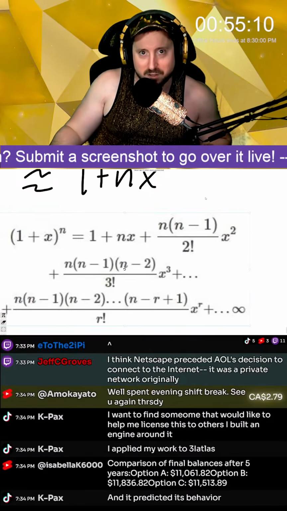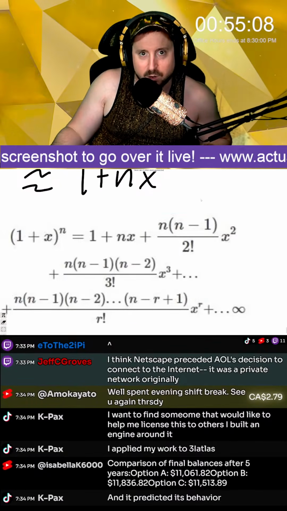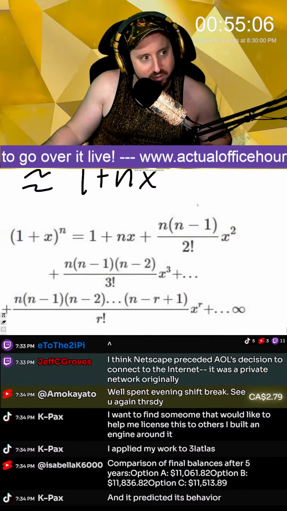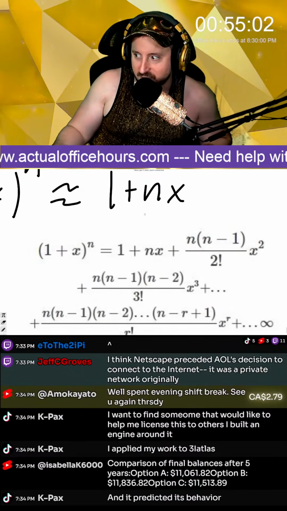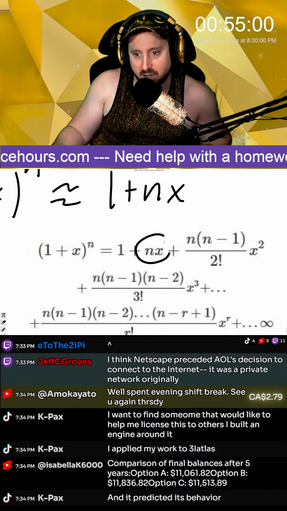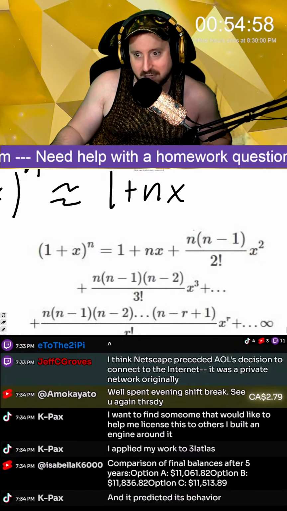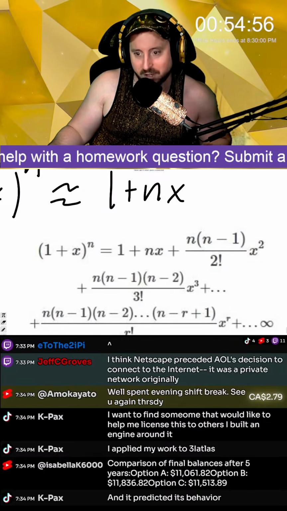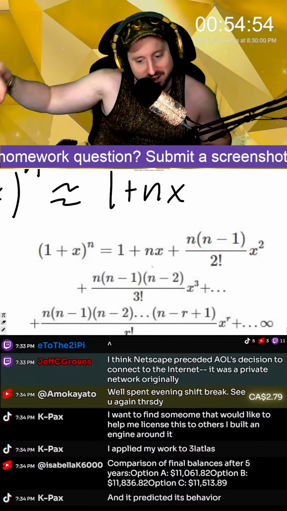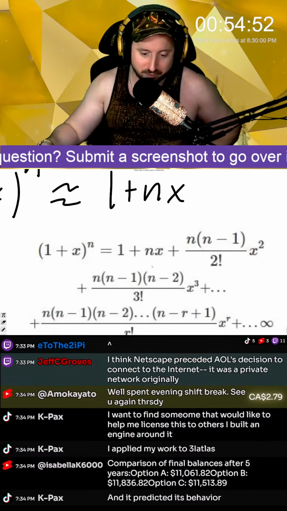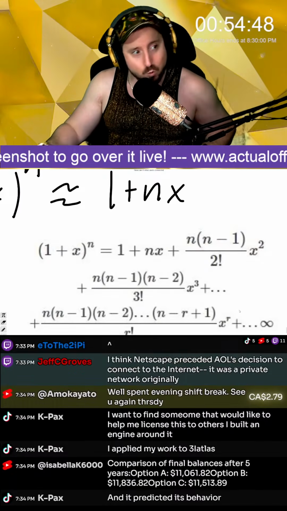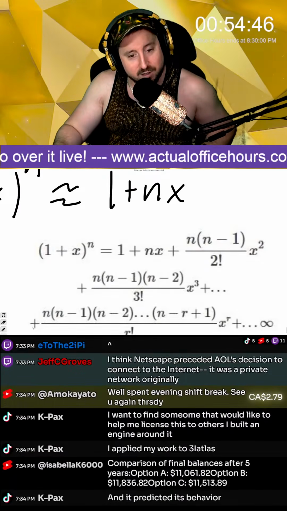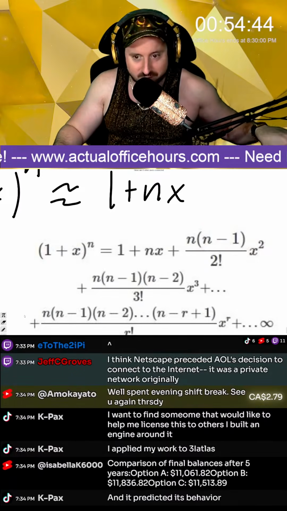So Isabella's already calculated all the balances, and it looks like option B is going to be the best. But this is another cool way to write it. So 1 plus x to the n is the same thing as 1 plus nx plus n times n minus 1 over 2 factorial x squared, and so on. It keeps going forever. It's an infinite series.